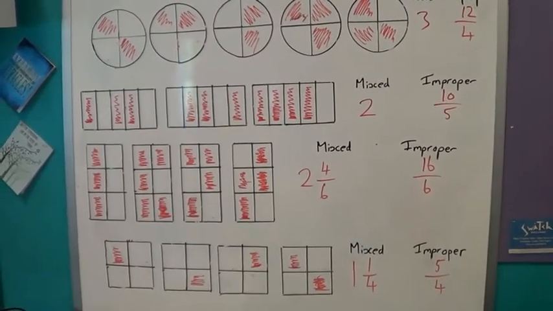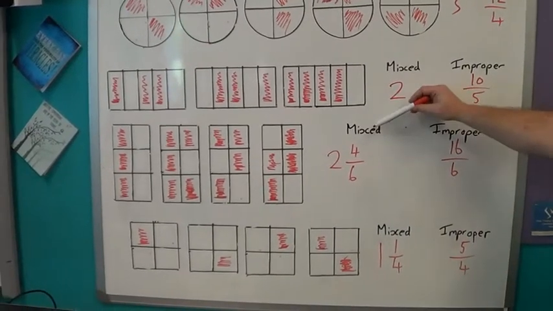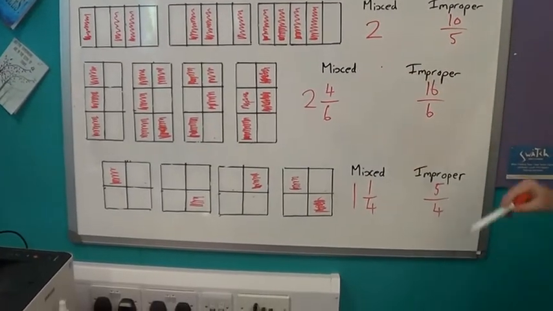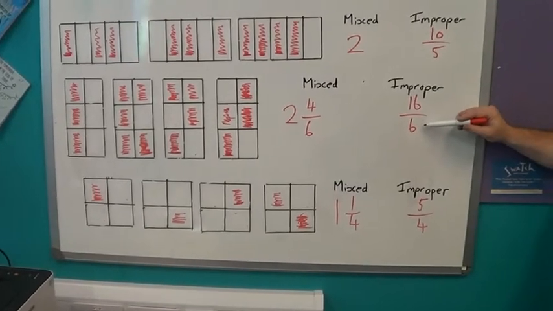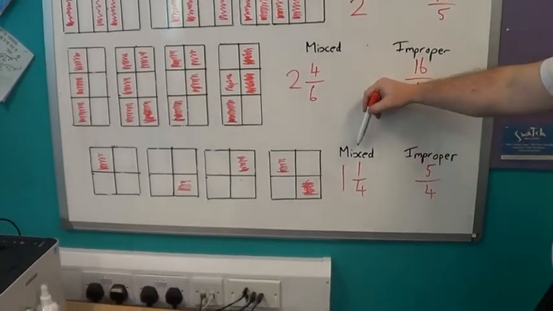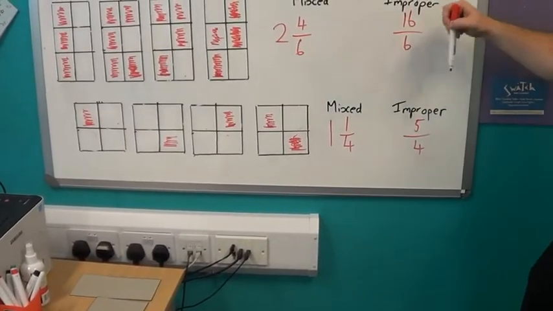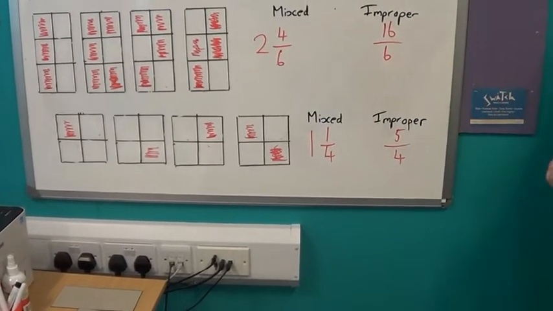Okay, so I'll speed you up for the last 2. Mixed is 2 and 4/6. The improper is 16/6. Last question is mixed 1 and 1/4. And the improper fraction is 5/4.